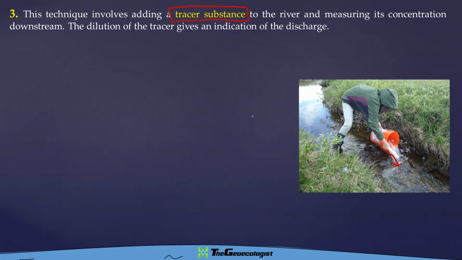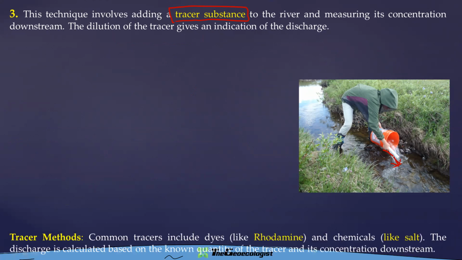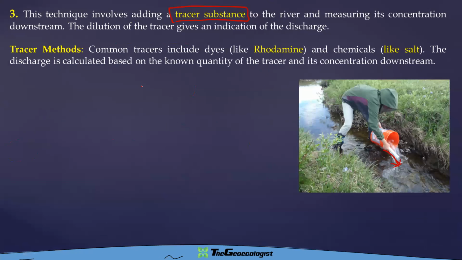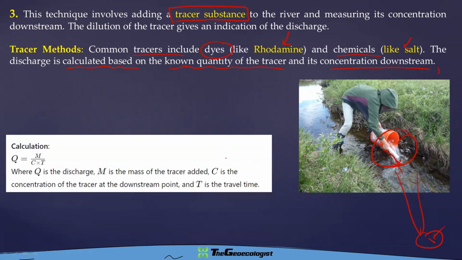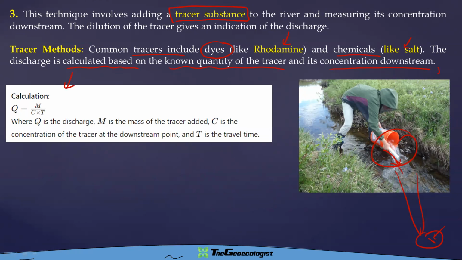So here this tracer substance is put in the river, and then at the other end it is now calculated. So in the tracer method, common tracers being used are dyes, like rhodamine, and chemicals like salt, and the discharge is calculated based on known quantity of tracer and its concentration downstream. So X quantity you're dropping here, and downstream you measure the quantity and then you look into it. So here the calculation is Q is equal to M by C into T, where M is mass of tracer, C is concentration of tracer at downstream point, and T is travel time.